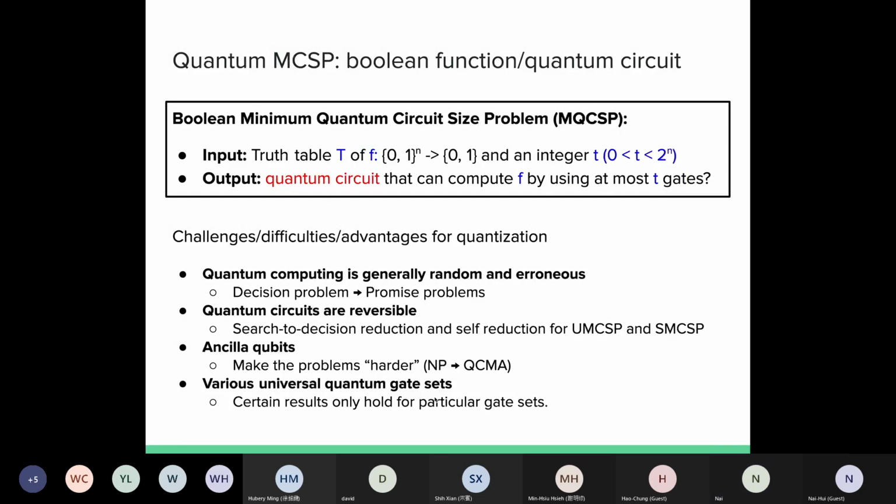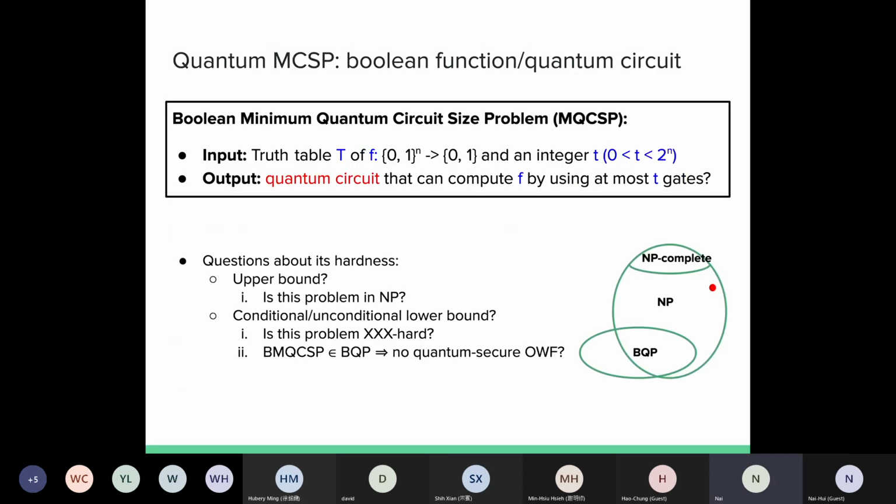Okay. So let's start from talking about the hardness of this problem. As I said, this problem, MQCSP, the first guess is that this problem is in NP, and it is not NP-complete, and we may conjecture that it is not in BQP. But when you give it a second thought, you want to ask, is this problem really in NP? And also, can we give some conditional lower bound for this problem?